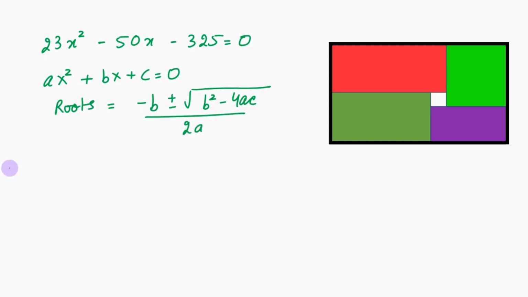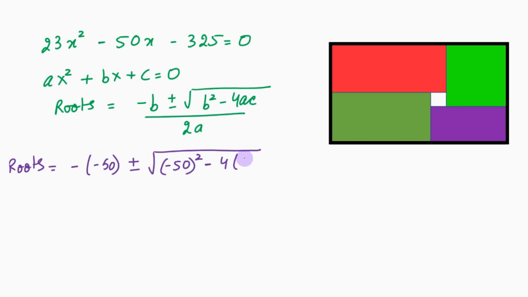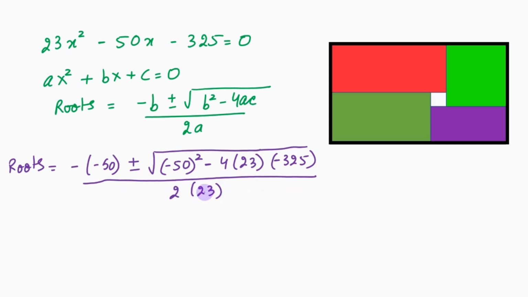Now applying this formula, we get that the roots are minus b. What is b? Minus 50, plus minus under the root of b square, so that is minus 50 whole square, minus 4 into a, which is 23, into c, which is minus 325, divided by 2a, that is 2 into 23. Okay. Now this may look like a very complicated calculation, but it is not that difficult.